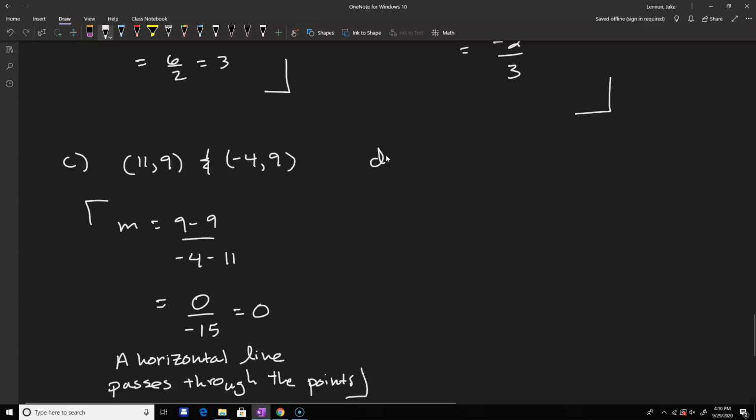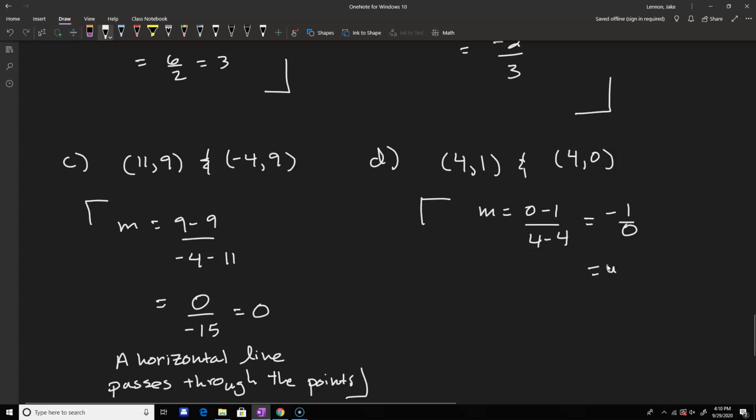You can probably guess what's going to happen in my last example. So let's say we have (4, 1) and (4, 0). Here we end up with m is equal to 0 minus 1 over 4 minus 4, which is negative 1 over 0. So this is undefined. And when our slope is undefined, that means a vertical line passes through the points.